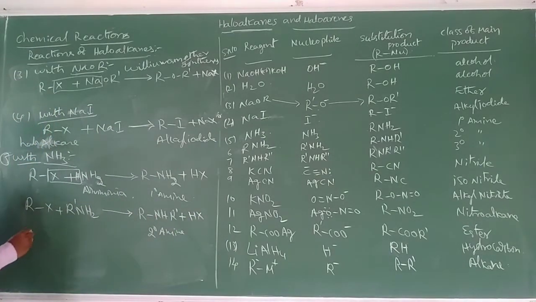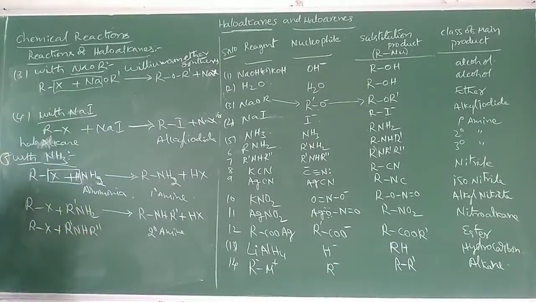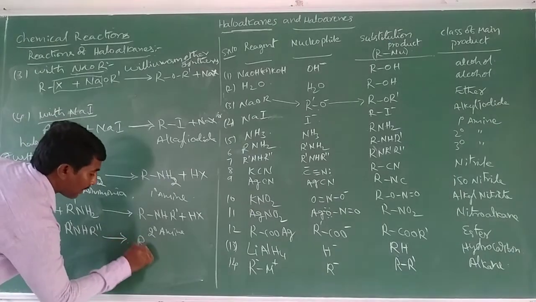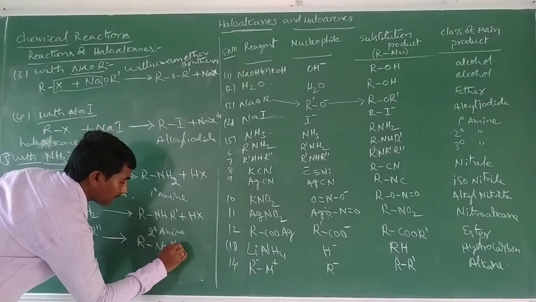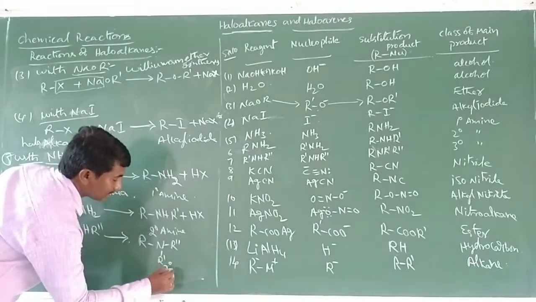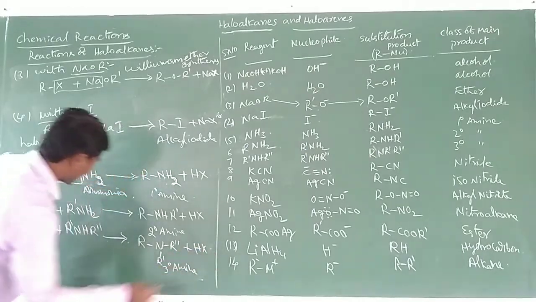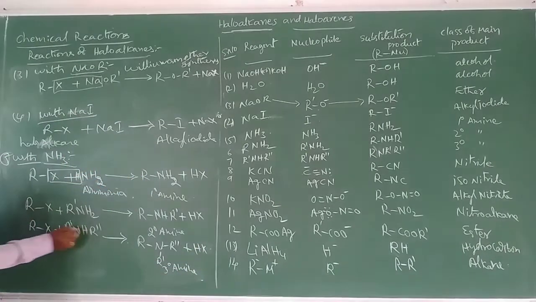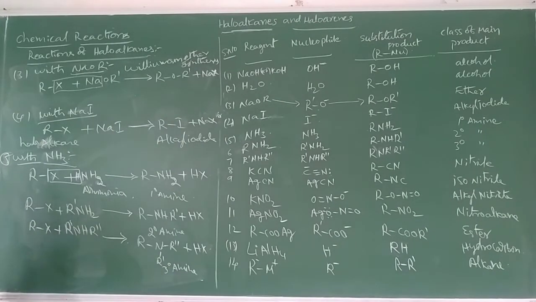This is again reacting with the alkyl halide. RNHR' plus RX, then it goes to RNR'R'', so this is tertiary amine, plus HX. HX is removed and it goes to tertiary amine.